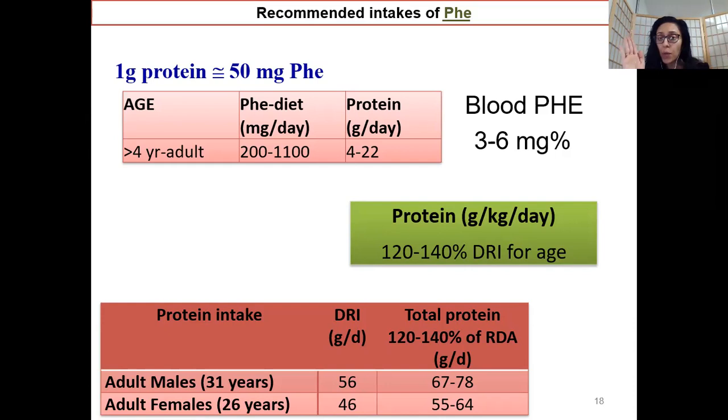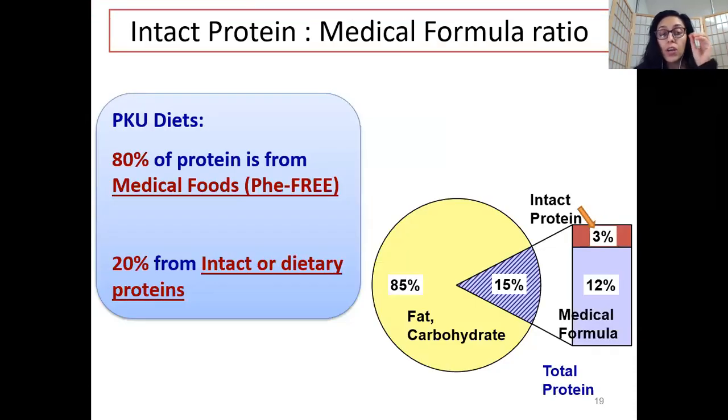Why do they need higher protein, the PKU individual? Because of medical foods. And why? We'll see that very soon. Okay, but I hope you understand this slide well, guys. Okay, this is important. Okay, now medical foods.